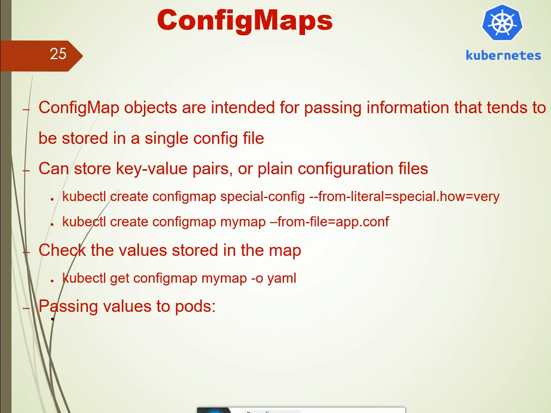ConfigMap objects are intended for passing information that tends to be stored in a single config file. They can store key-value pairs or plain configuration files. kubectl create configmap with a special config, and kubectl create configmap my-map. Check the values stored in the map with kubectl get configmap my-map, and passing values to the pod.